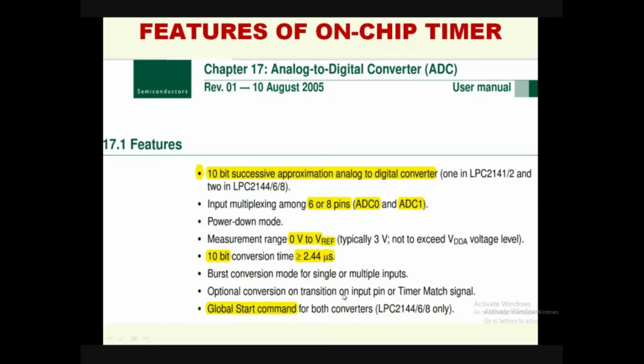And optional conversion on transition on input pin or timer match signal. So it is very important to do the start of conversion because analog signal is always available. At what time we need to convert into digital is very important. So for that we need start of conversion, right? Start of conversion is something like a sample, as we discussed several times. So when to take the sample of this analog signal, that is to be decided, which is called a start of conversion. Start of conversion means starting the analog to digital conversion.